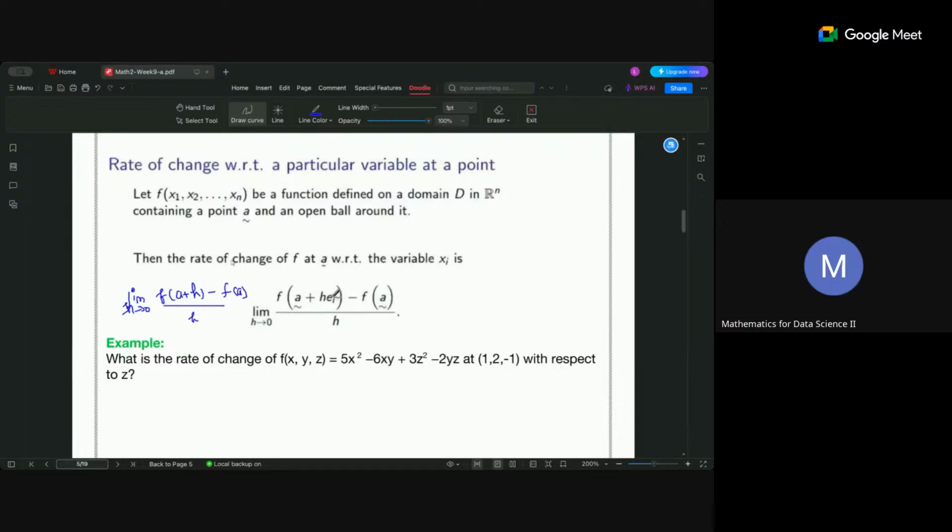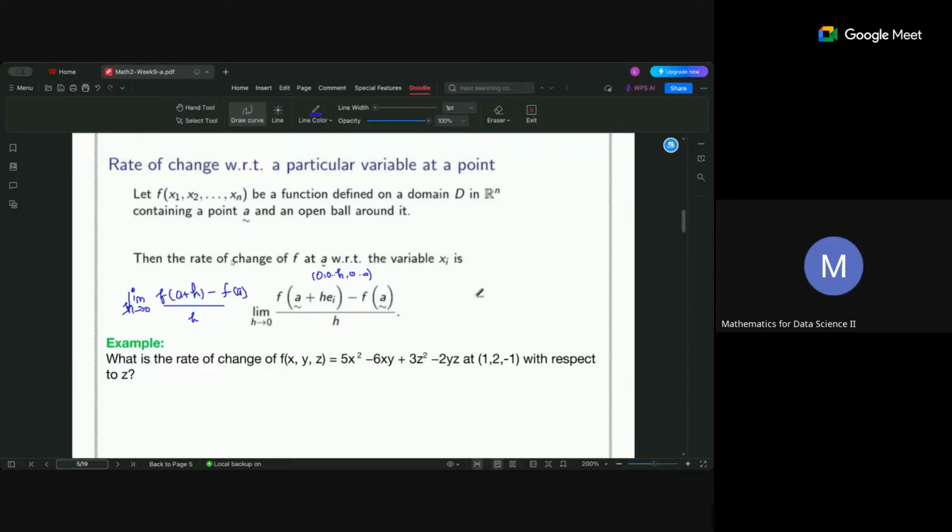Now here, what is happening? The change is happening only in the direction of the ith coordinate. So I am making the change only in the ith coordinate of a. So h e_i means you are having 0, 0, h, 0, 0, 0. I'm adding this vector to a and then finding the limit. So this is the rate of change of f at a with respect to the variable xi.